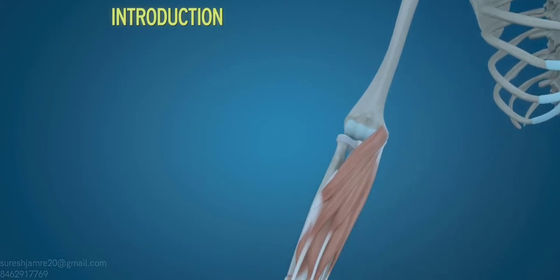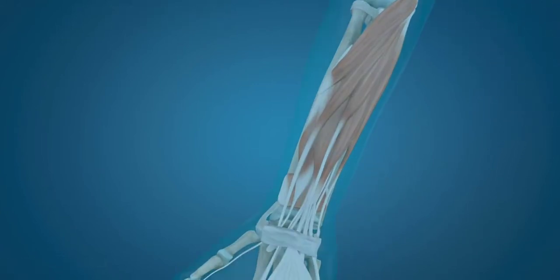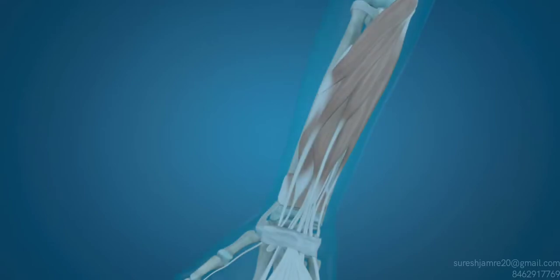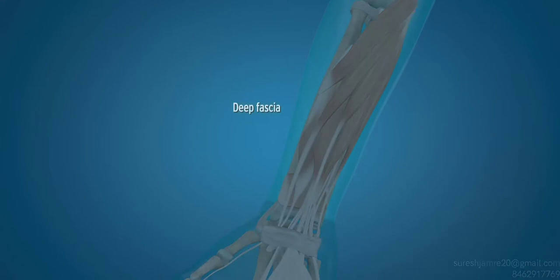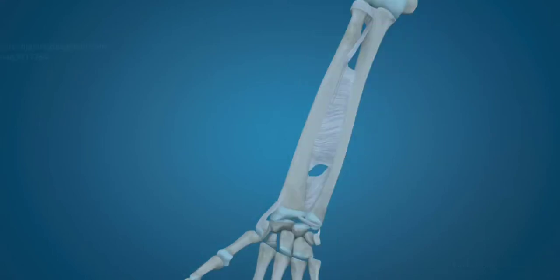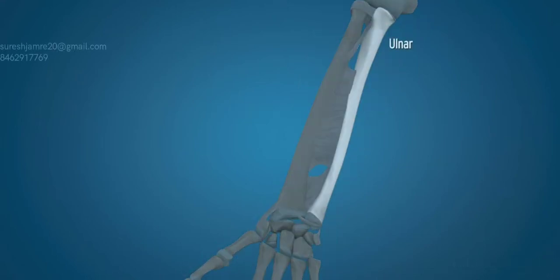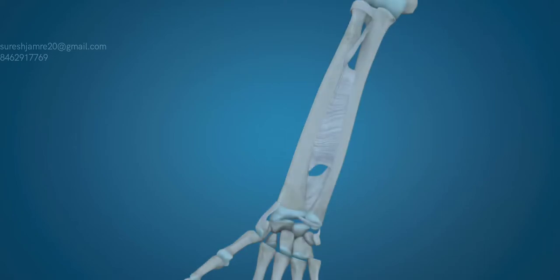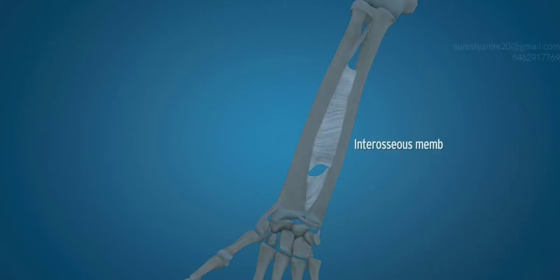Introduction. Forearm is that part of the upper limb which extends from elbow joint to wrist. The forearm is enclosed with a coat of deep fascia. There are two bones in the forearm, ulna in the medial side and radius in the lateral side. Connecting the two bones, there is a thick membrane known as interosseous membrane.